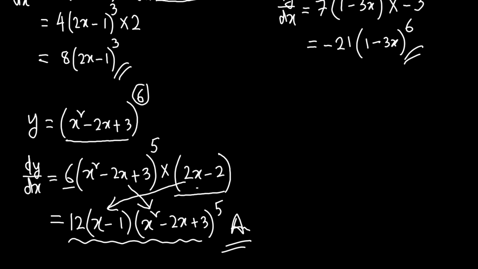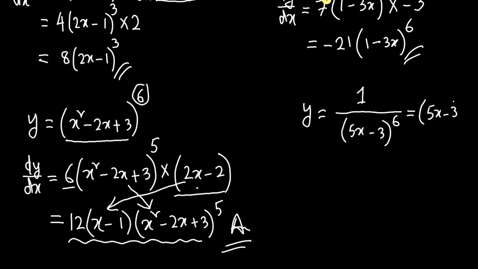And another type of equation, say it is written here y equals to, if the expression of x is written as a denominator, say 1 by 5x minus 3 to the power 6. So it's really very tough, but if we follow the method, then it becomes very easy. We can write it as 5x minus 3 to the power minus 6 according to the rule of indices. Now you see that things become very easy.